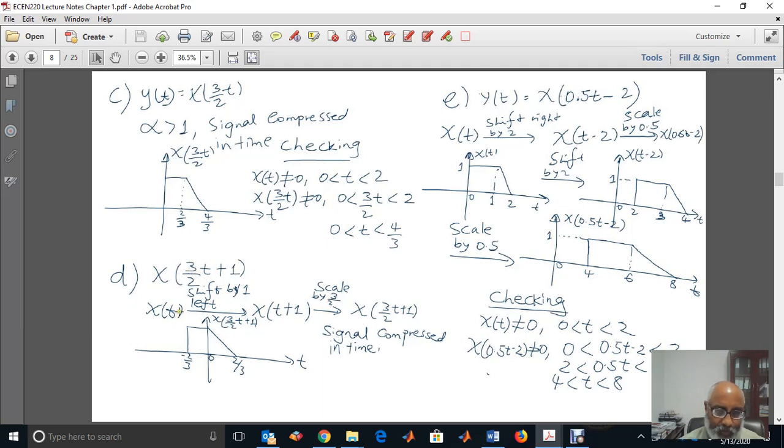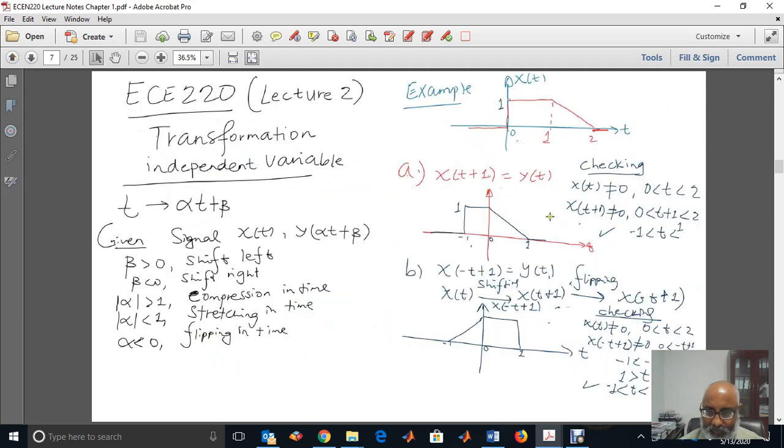So normally we do the shift first. So x of t goes to x of t plus 1. Then you scale it by 3 over 2 to get x of 3 over 2 t plus 1. So x of t plus 1, we found it before. This is x of t plus 1.